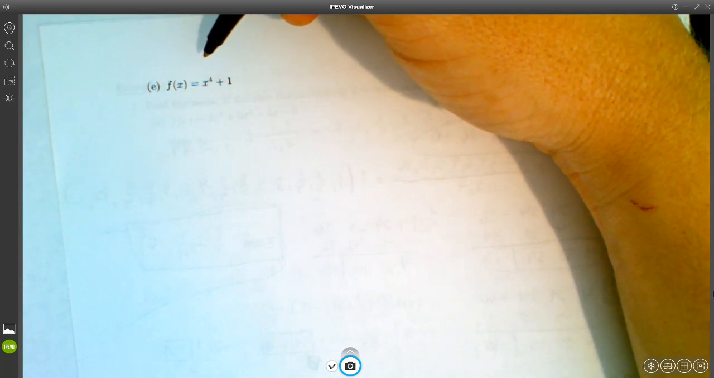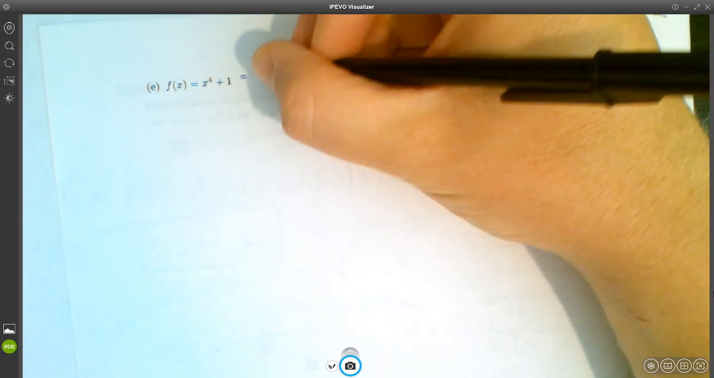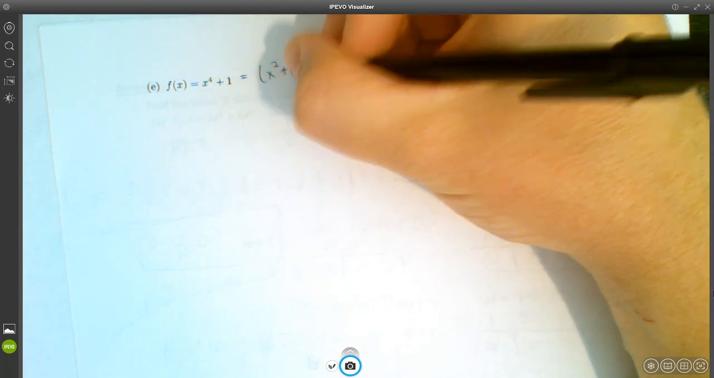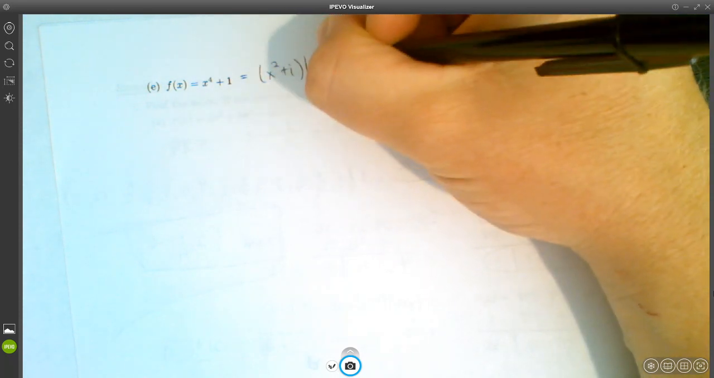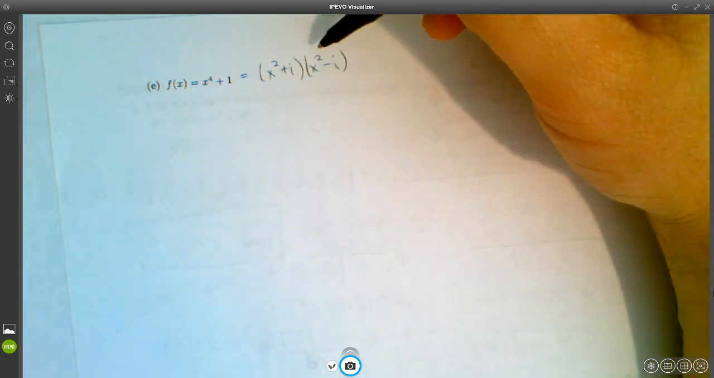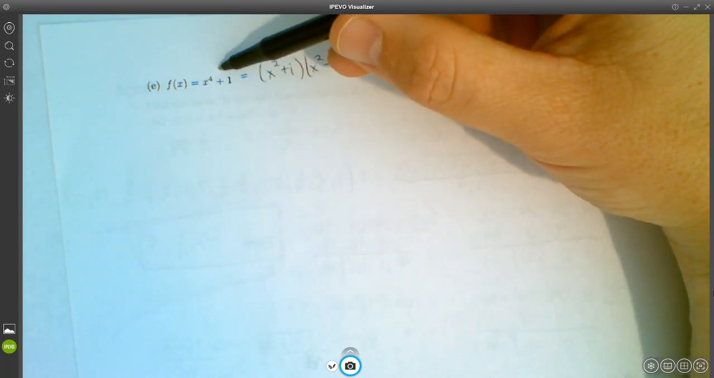Which isn't necessarily a huge issue, but even if we factored this, it would have to be x squared plus i times x squared minus i. And if you're confused about where I'm coming up with that, don't worry about it. We'll talk about it in the future. But this would be a good factorization for x to the 4th plus 1. But now how do we solve for x?